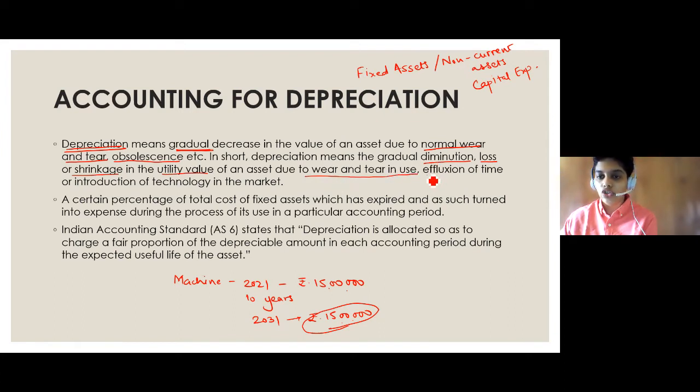Then effluxion of time. Effluxion of time means passage of time. Certain assets over time, they will lose their value, whether they are used or not. So in that case, we consider depreciation based on effluxion of time. And then introduction of technology in the market. So whenever there is a better technology available as compared to the technology that you use, definitely your technology does not have any value.